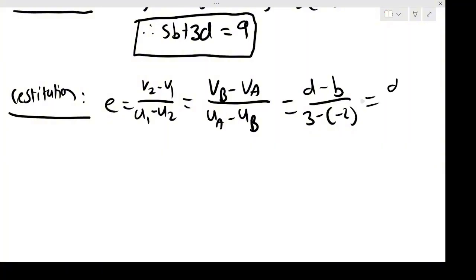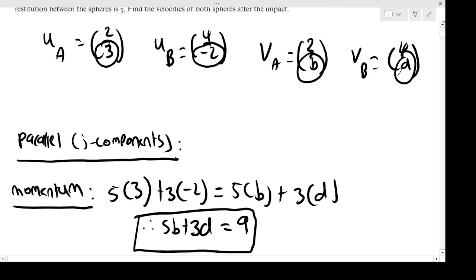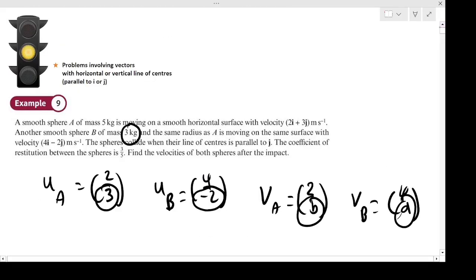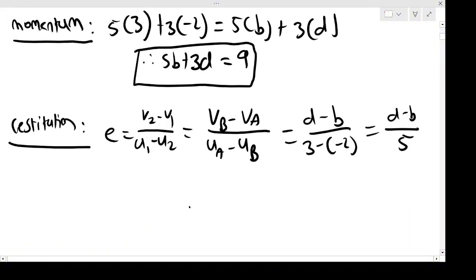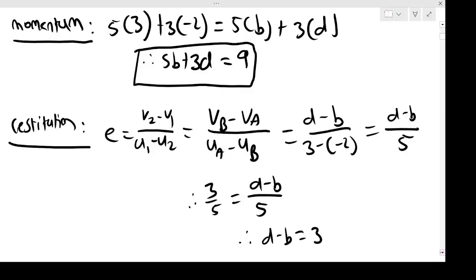This simplifies to D minus B over 5, because I've got a double negative on the bottom there. And so that equals E, right? So E, I'm told, is 3 over 5. That's my coefficient of restitution. So therefore 3/5 is going to be D minus B over 5. So at that point, I get D minus B is 3, and that is my second equation there.